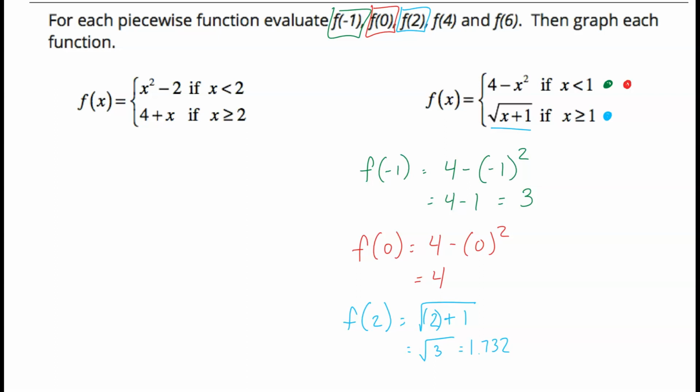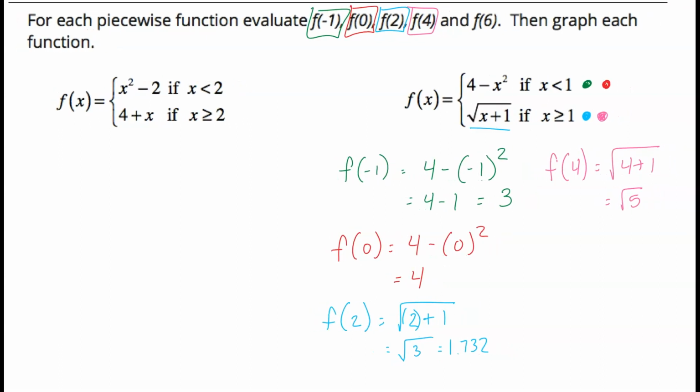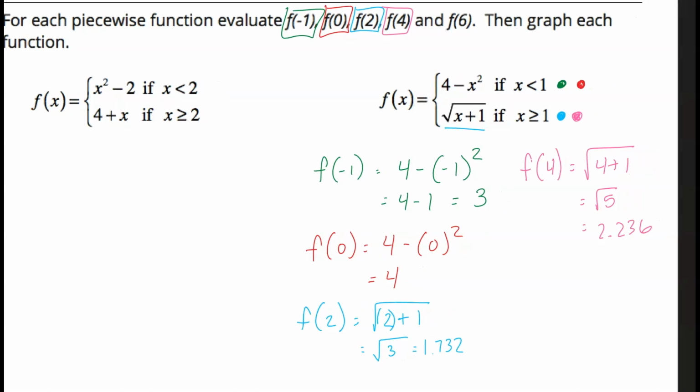And then what color? I'll do pink next. f of 4. So 4 is bigger than 1, so I'm again using that second line. f of 4 is equal to, and I plug in 4 where I see an x, so it's going to be 4 plus 1, which is 5, so it's the square root of 5. Plugging that in my calculator, I get 2.236, which of course I am rounding here. I'm rounding to the thousandths place. My calculator gave 2.236067977, and I'm just rounding to the thousandths place.